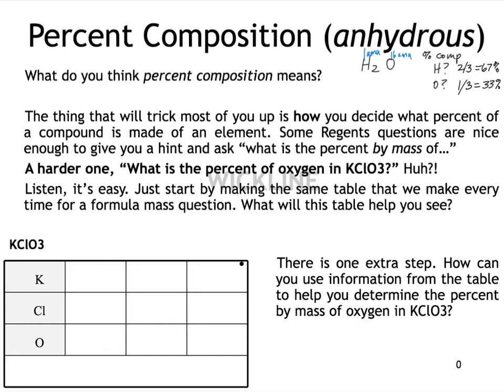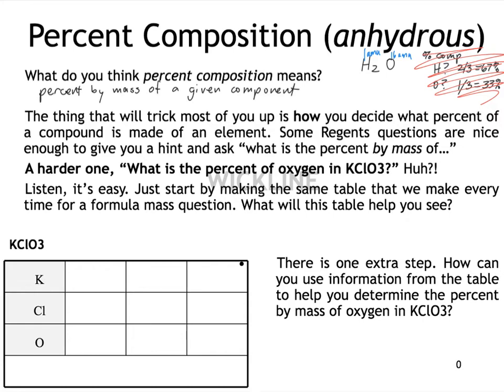So is it really fair to say that this molecule, which is, in terms of mass, almost completely oxygen, is only 33% oxygen? So the way we really do percent composition involves mass and does not involve the strict number of atoms in the formula.